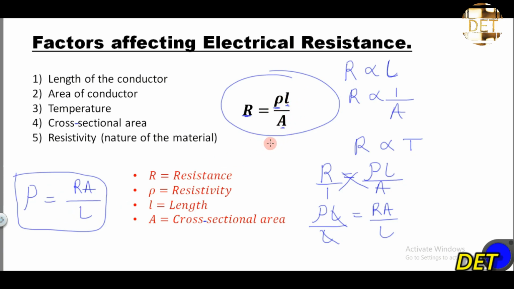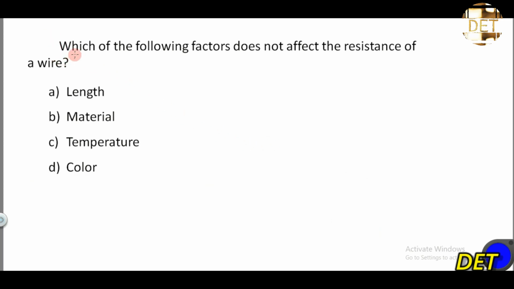So let's look at some questions. The first question I have here is, which of the following factors does not affect the resistance of a wire? So we have looked at the factors that affect resistance, right? Length affects it, the nature of the material affects it, temperature affects it, but color does not affect it. So this is the right answer. It's one of the factors that does not affect the resistance of a wire.